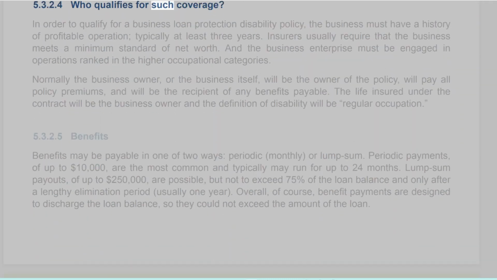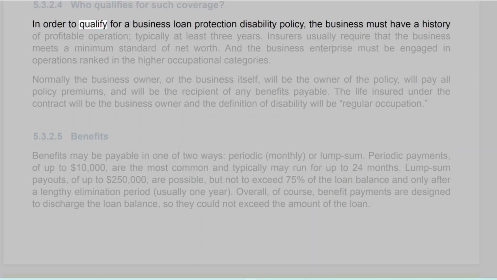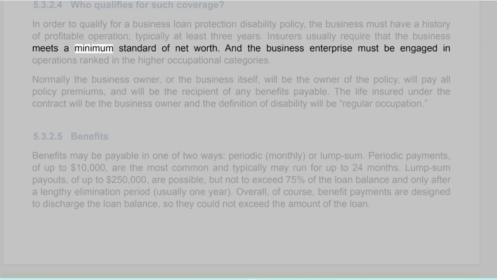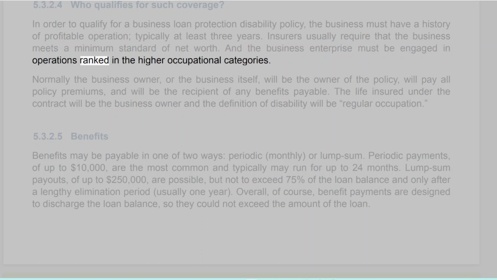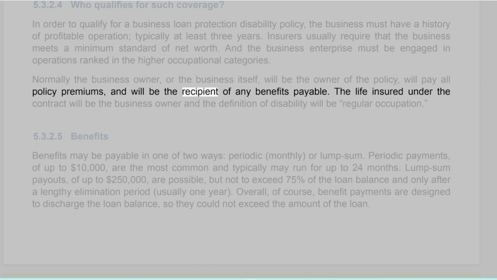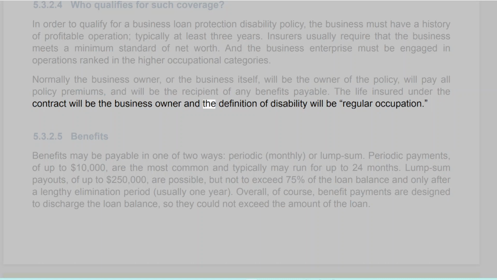5.3.2.4 Who qualifies for such coverage? In order to qualify for a business loan protection disability policy, the business must have a history of profitable operation, typically at least 3 years. Insurers usually require that the business meets a minimum standard of net worth, and the business enterprise must be engaged in operations ranked in the higher occupational categories. Normally the business owner, or the business itself, will be the owner of the policy, will pay all policy premiums, and will be the recipient of any benefits payable. The life insured under the contract will be the business owner and the definition of disability will be regular occupation.